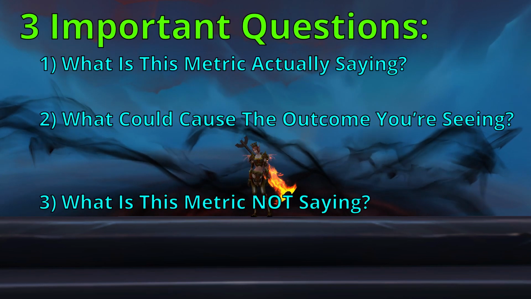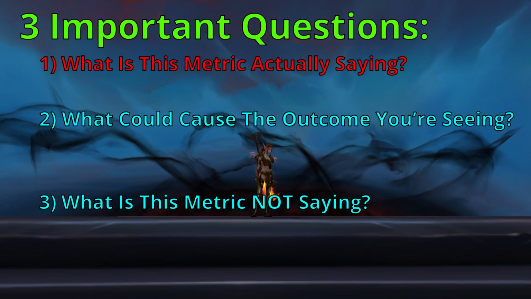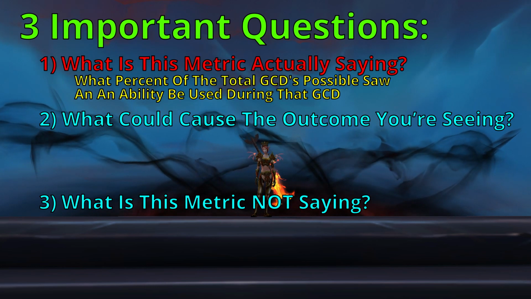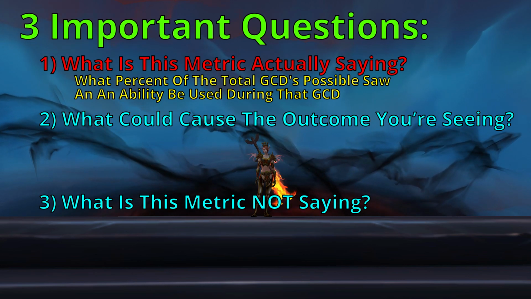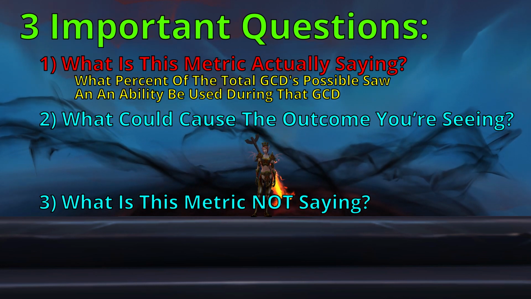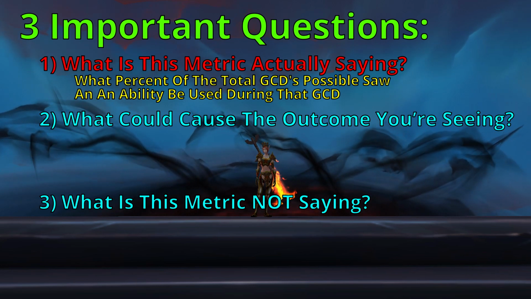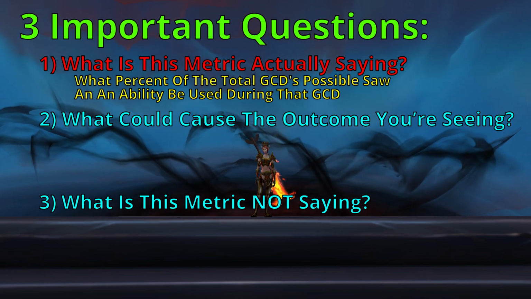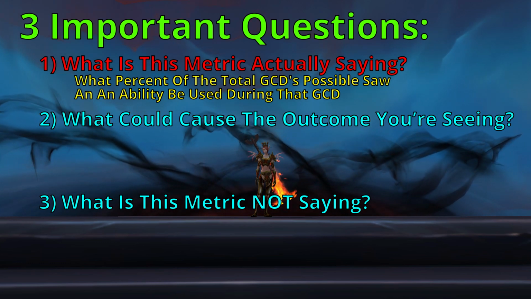So let's try and answer the same 3 questions about this result that we used for the last metric. So first, what is this metric telling us? This metric tells us what percentage of the possible GCDs that we could have used were in fact used. And then we use that to compare it to another warrior who did the same fight but did more DPS. In this particular case, it means that for each GCD that we could have used, the other warrior did something with that global cooldown nearly 7% more often than Beoward.